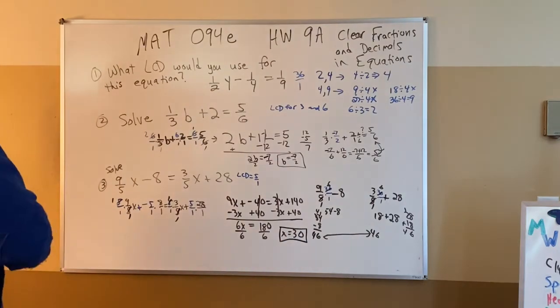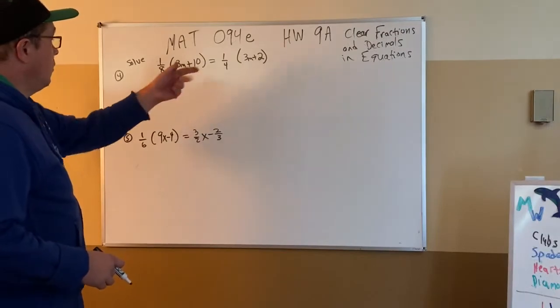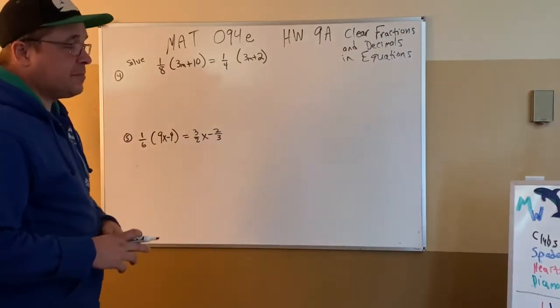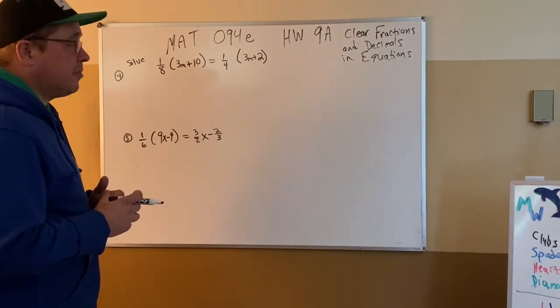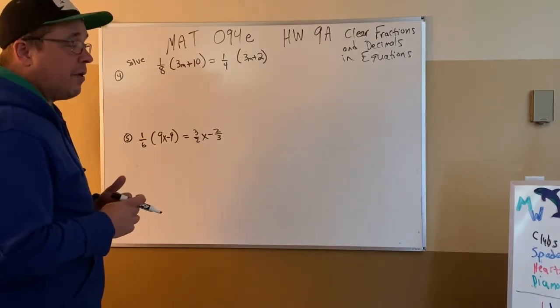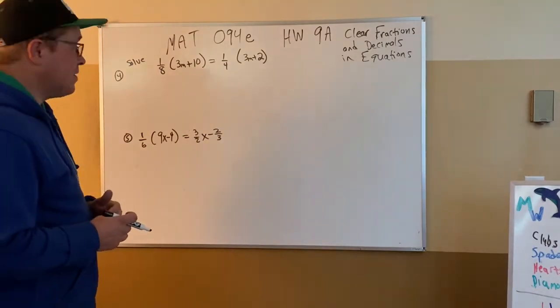And now I'll be erasing and setting us up for number 4. We're going to solve this one. It has fractions and it has parentheses. I would get rid of the parentheses first. That'll set me up to see what I have in terms of fractions for clearing. You don't have to worry about reducing the fractions every step of the way. As long as you clear the fractions out, you'll be set.